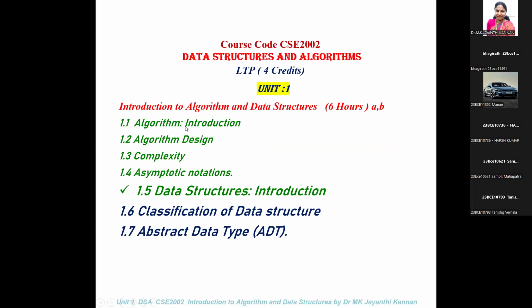So far we discussed what is an algorithm, introduction to algorithms, different types of algorithms. Then we discussed algorithm design, complexity, and asymptotic notation. Already we started with what is data, data structure, different types of data structures, and the introduction part. Then we discussed the classification of data structures also.